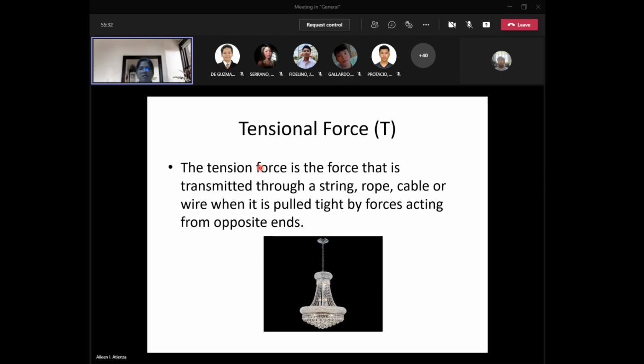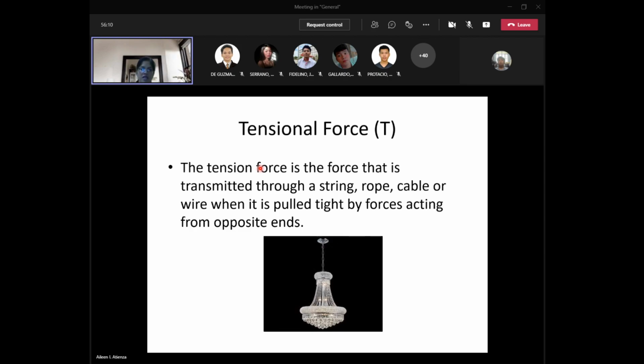But when you try to hang a certain object at the end of the rope, that's the time that you'll be having a tensional force. Okay, because the object is actually having the weight, which is going down. So hinihila niya yung rope, yung cable, yung wire. That's why we're having this pull motion, hinihila. Okay? So therefore, you have that tensional force.